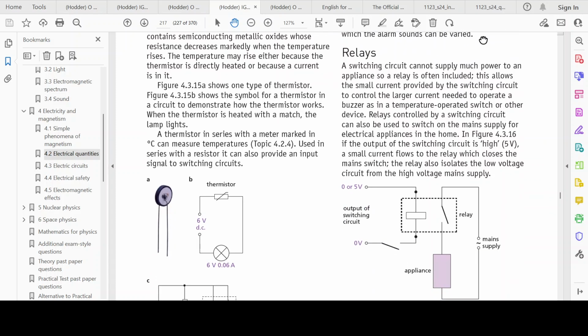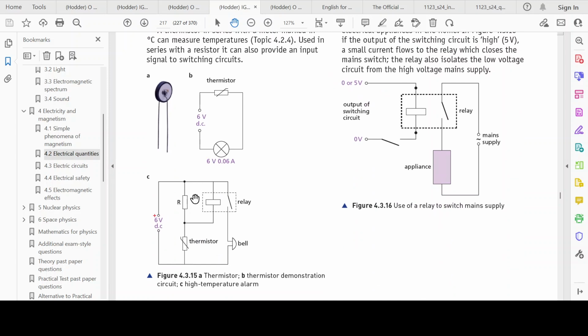If a variable resistor is used in the circuit, the temperature at which the alarm sounds can be varied, right? So if instead of a fixed resistor, you use a variable resistor over here, and if you want the bell to go off at a lower temperature, you keep the resistance low and it will sound off earlier. If you want the bell to go off at a higher temperature, for example, it's in the kitchen, and obviously the kitchen's hot, and so you don't want the bell going off all the time, so you keep it at a high temperature. And so when there's a higher voltage across this thing, only then will the circuit close and the bell ring.